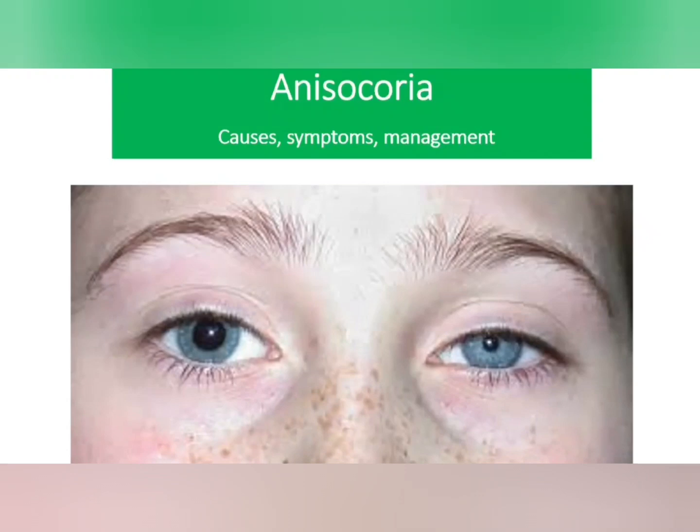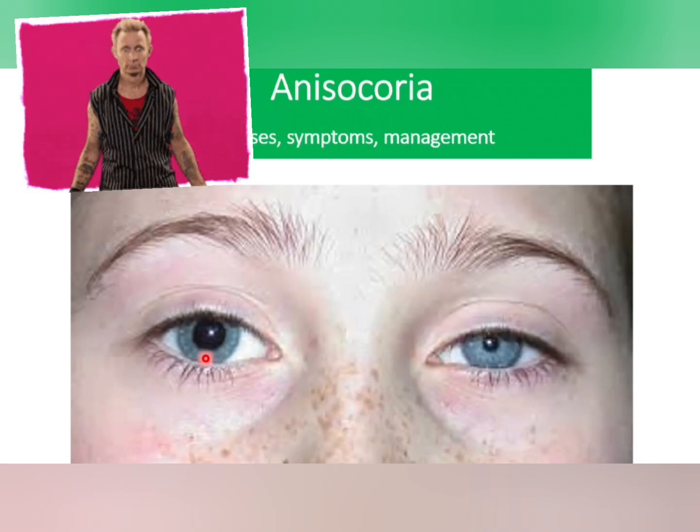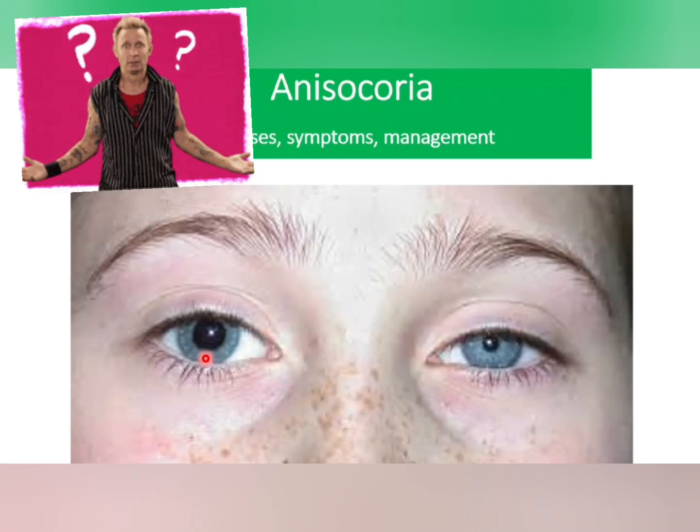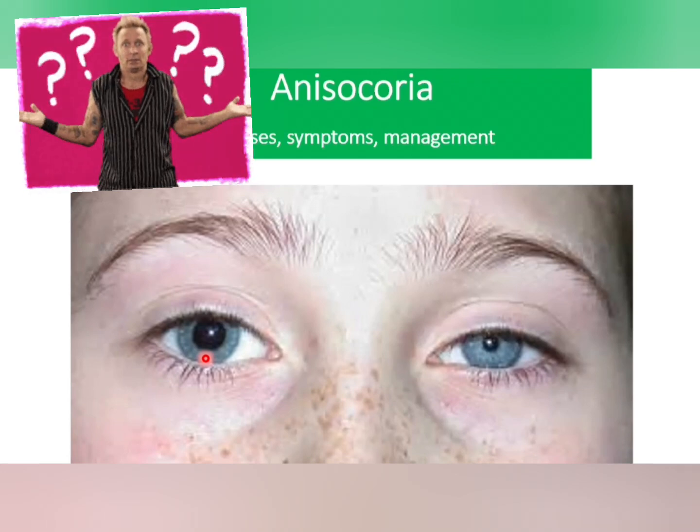So today I'm going to discuss a very important topic with you, that is anisocoria. Anisocoria is a condition where the pupils of the eyes are different sizes. We will explore what it means, why it happens, and what it could indicate about your health. Okay, so let's start.